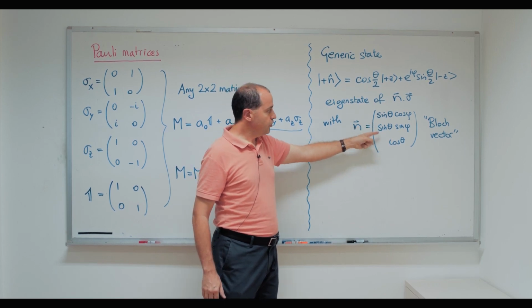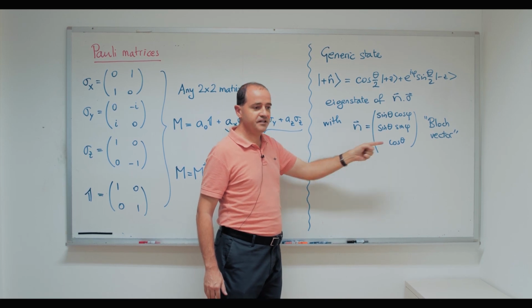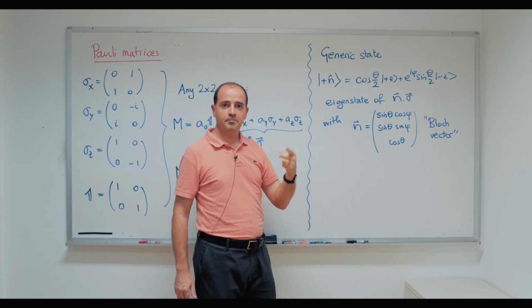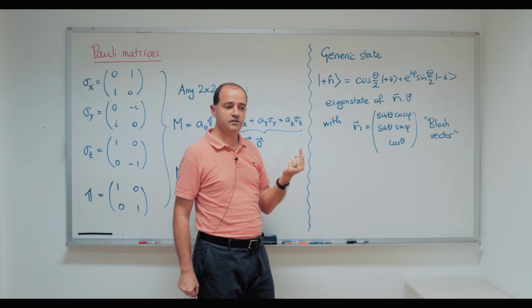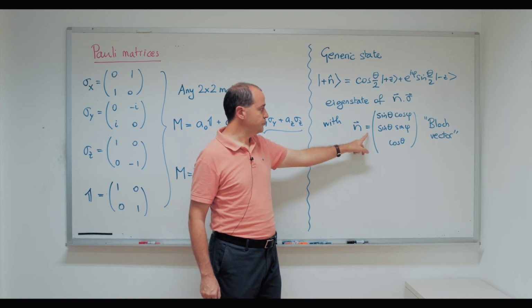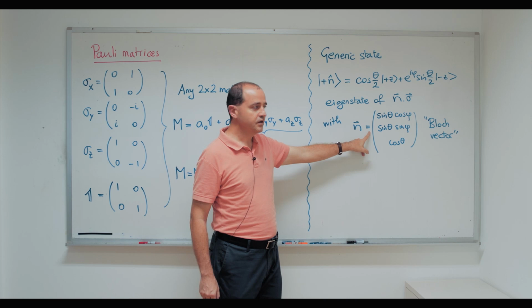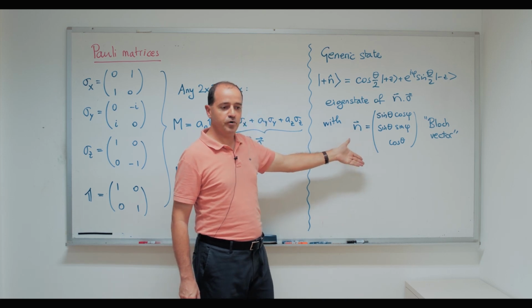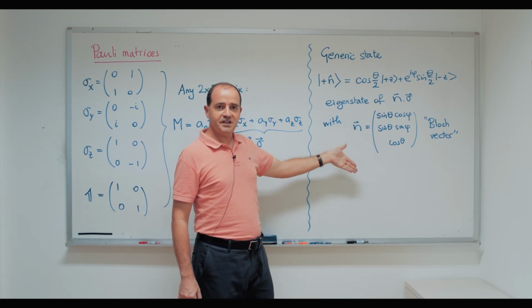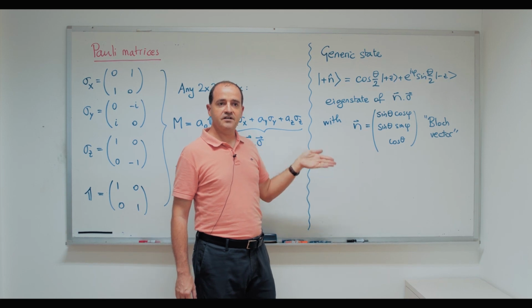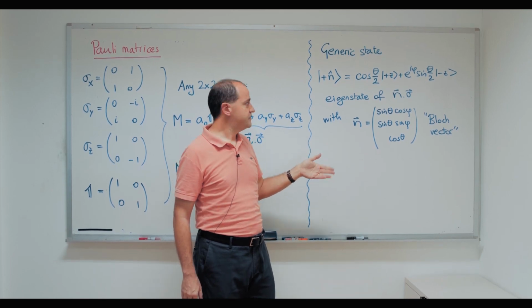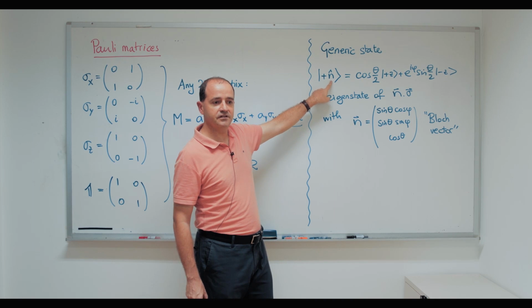Now, if you look at what this is, it is nothing else than a direction on a sphere parameterized in spherical coordinates of length 1. There will be an r here that is r equal to 1. So what is the meaning of the Bloch vector? At this mathematical level, the Bloch vector is a label of the state. That's why we have written it here in the ket.